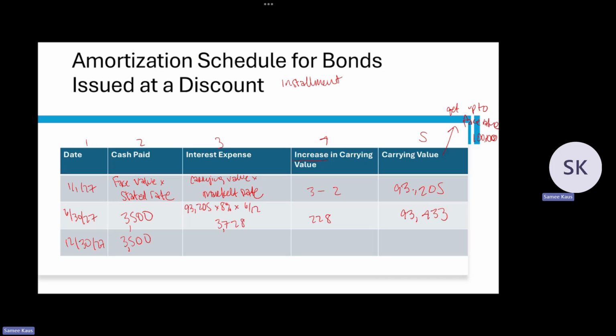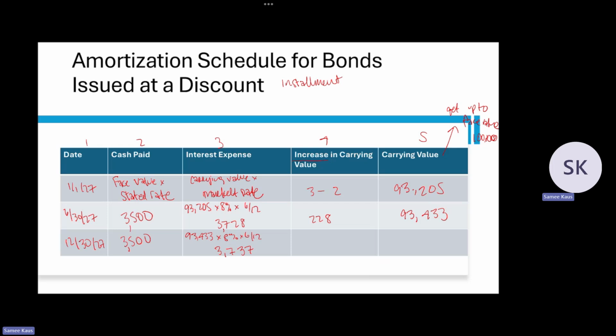Okay, so my cash interest paid is always going to be the same. It's always going to be my 3,500. Why is my interest expense different every time? Because my carrying value is different every time. So now I have 93,433 multiplied by 8% multiplied by 6/12, and that's going to give me my 37.37. So now 37.37 minus 3,500.